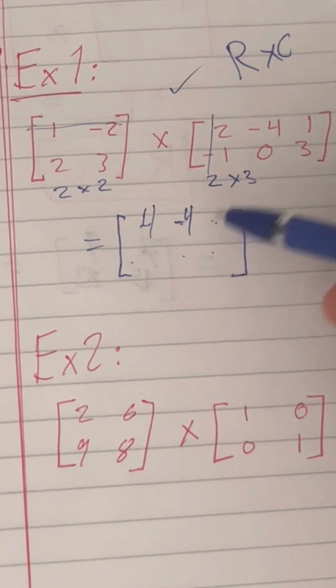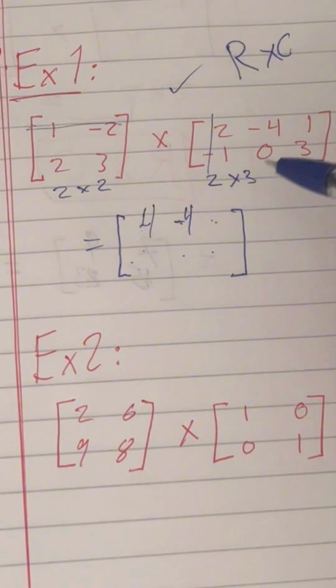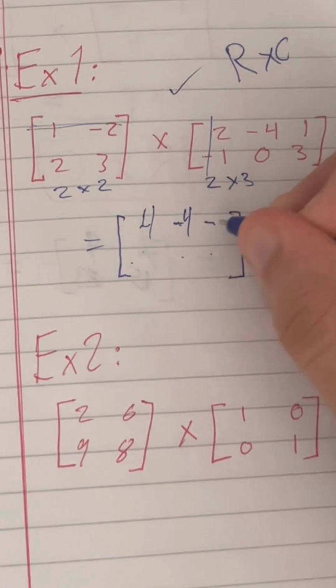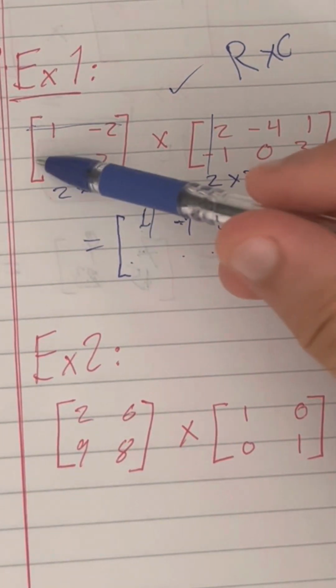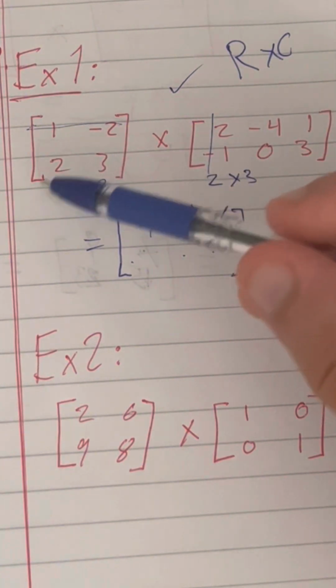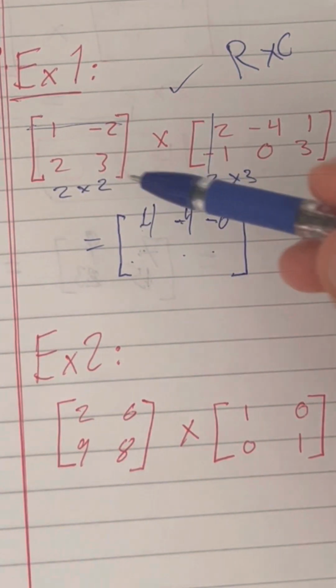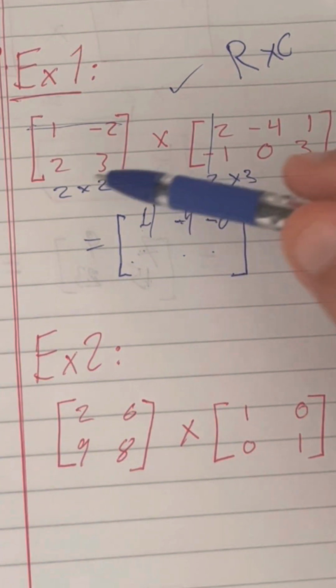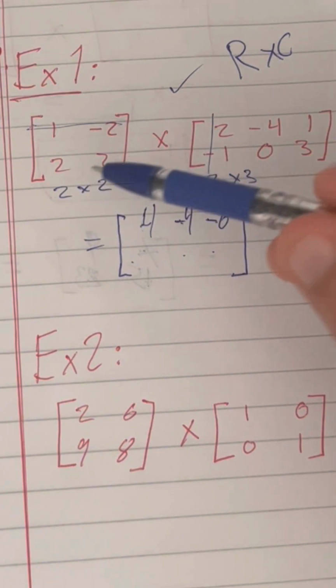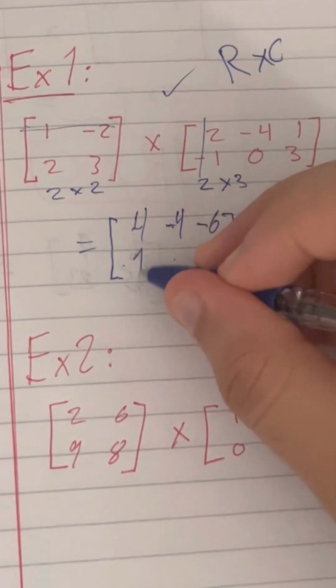First row, third column: 1 times 1 is 1. Negative 2 times negative 3 is negative 6. 1 times negative 6 is negative 6. Now here it's located in the second row, first column. So 2 times 2 is 4. 3 times negative 1 is negative 3. 4 minus negative 3 is 1.